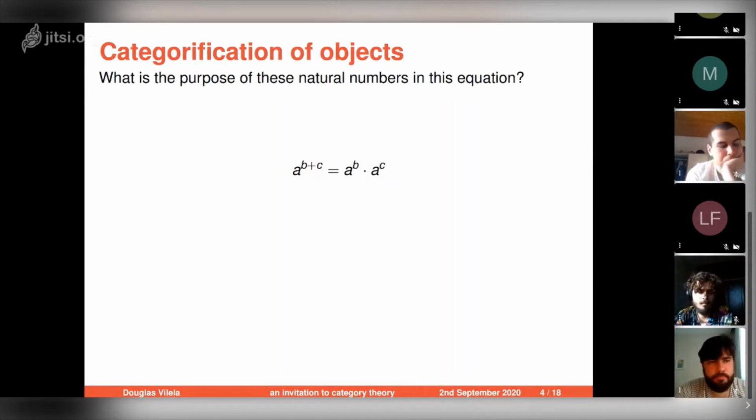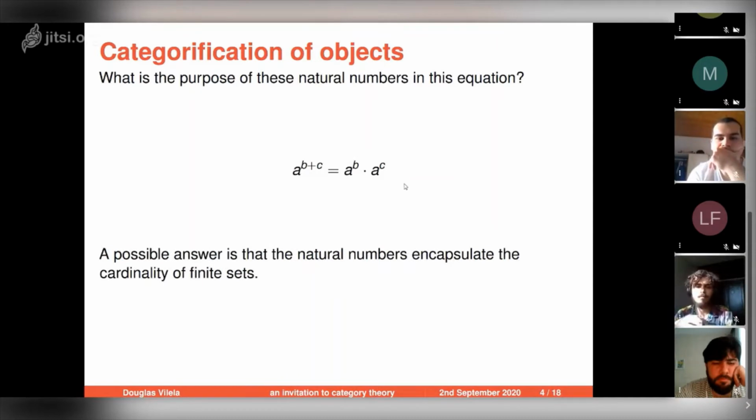So for doing this categorification, for doing this abstraction, we need to think about what we are going to abstract, what we are going to forget in this equation, and what we are going to focus on, what is the essence of this equation. And one of the possible answers to what is the purpose of these natural numbers here is that they are the cardinality of some finite sets. And that is the philosophy that we are going to use here.